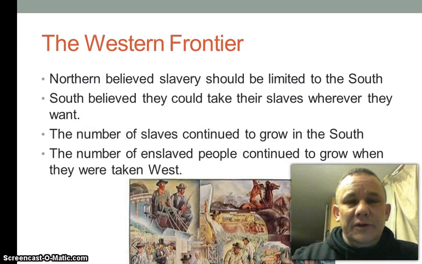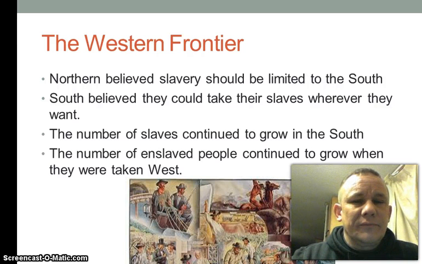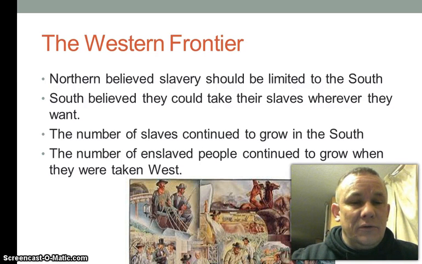The Western frontier. Northern states believed slavery should be limited to the South. The South believed they could take their slaves wherever they wanted. The number of slaves continued to grow in the South as the need for more cotton was demanded. The number of enslaved people continued to grow when they were taken west.